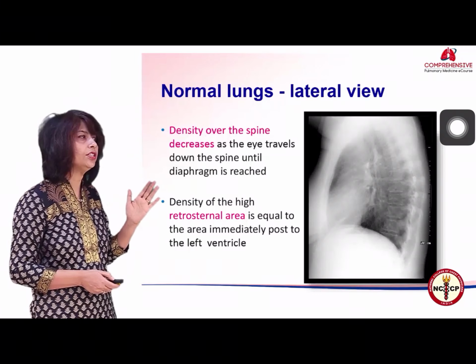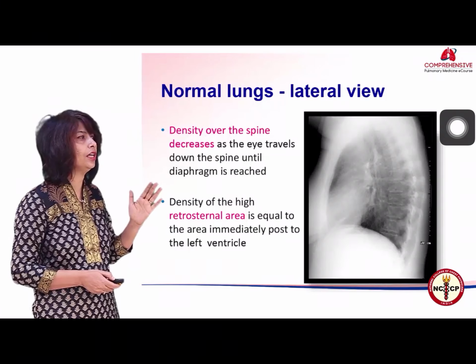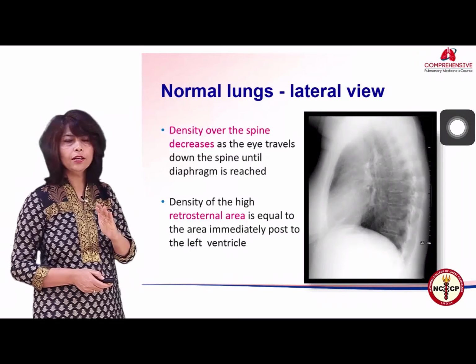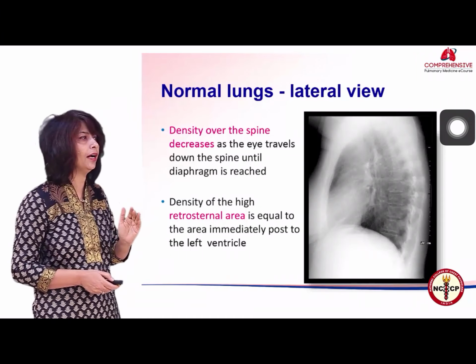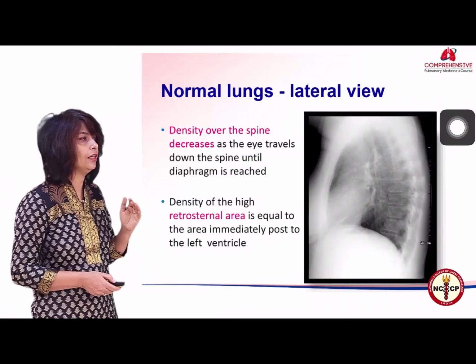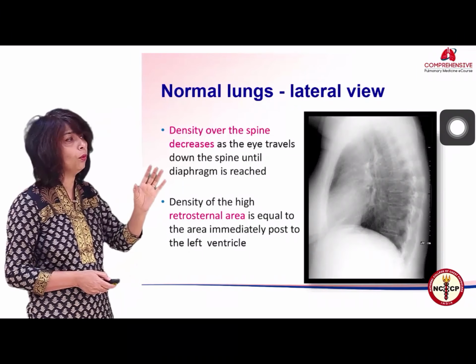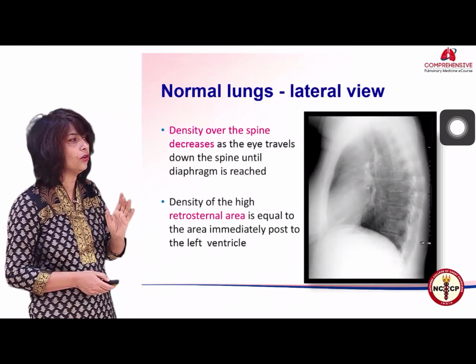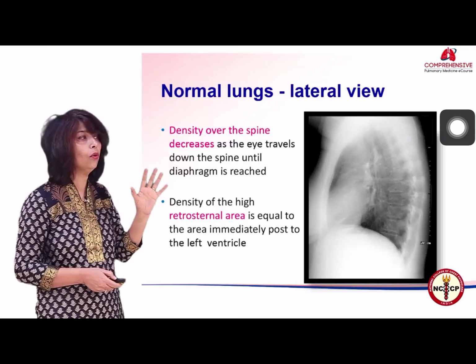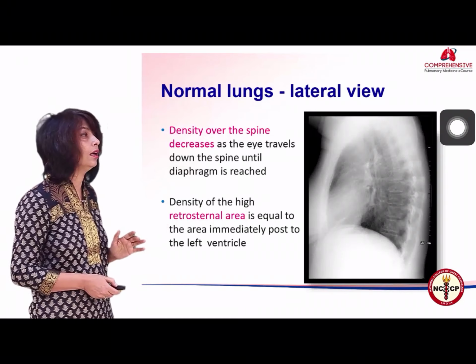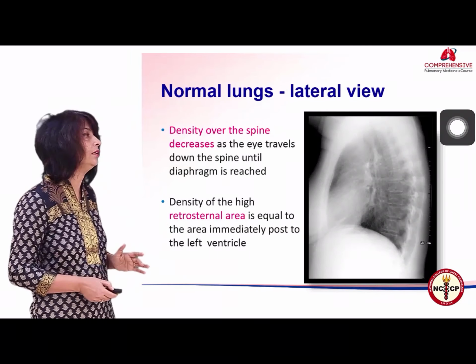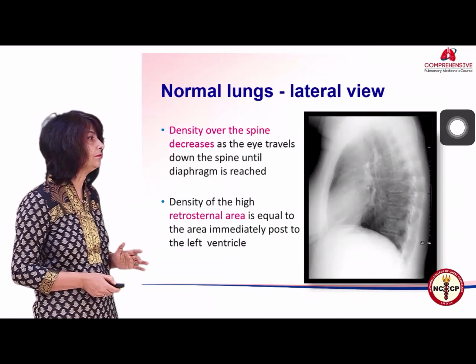Density in the immediate retrosternal area, if you see, is more black and is very similar to the density you are seeing immediately behind the LV, that is above the diaphragm. So, both areas look fairly black, the retrosternal and the retroventricular. So, these are the normal densities on a lateral radiograph, and any disruption of these suggests lung pathology.